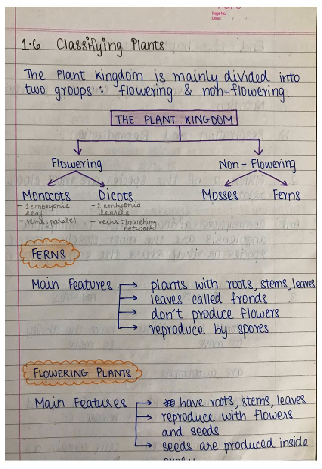Monocotyledons have only 1 cotyledon. So this means that they have 1 embryonic leaf. Their petals usually come in multiples of 3. The veins of their leaves run parallel to each other.